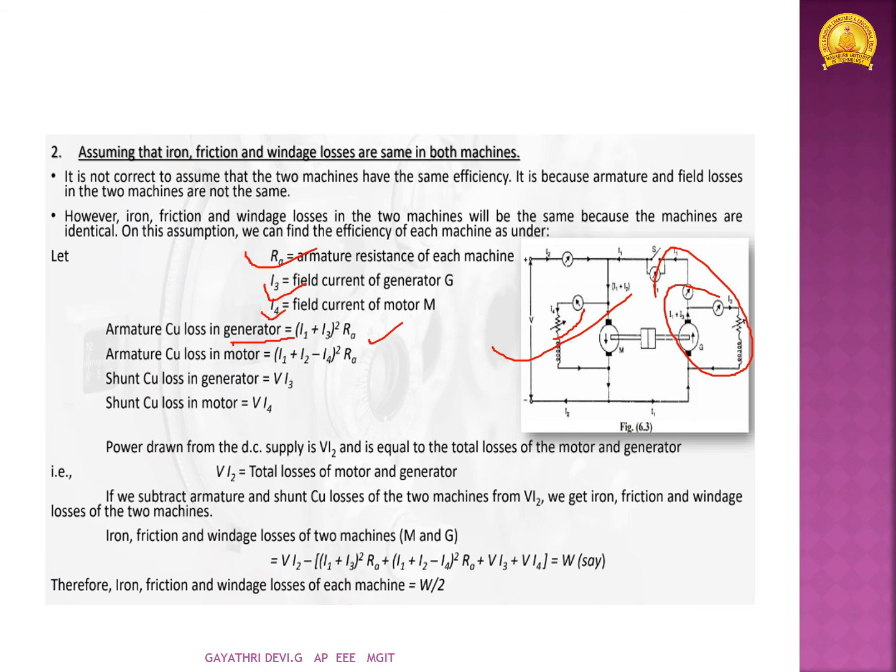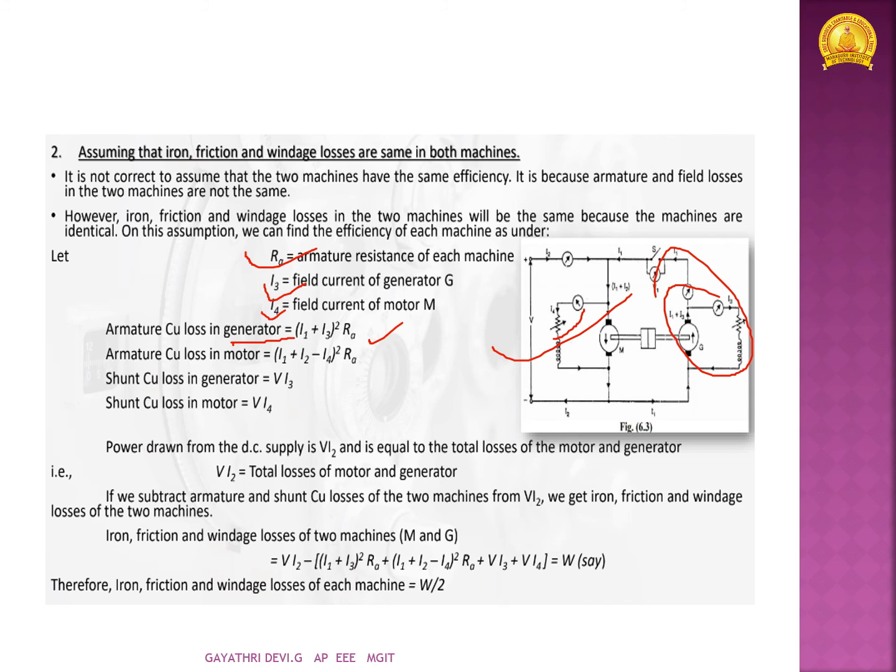Here the field current of the generator is I3 and the voltage is a constant voltage, that is the supply voltage V, so V into I3. And the same as in the case of the motor: for the motor, the field current is I4. So the shunt copper loss is the product of V into I4.